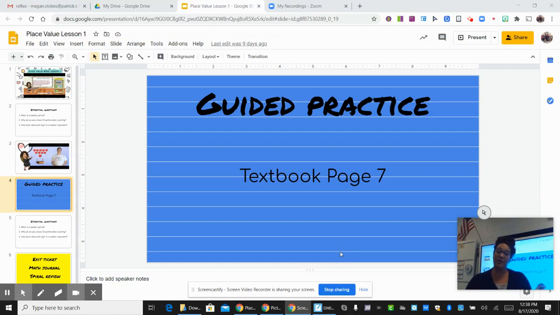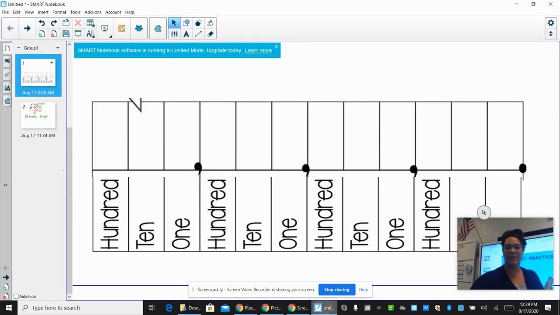Right, boys and girls, so you should be on textbook page 7 in your Go Math Volume 1 textbook. On page 7, we're going to look at some guided practice with each other, all right? So I'm going to go ahead and share my screen, and I have a place value chart here for you today.